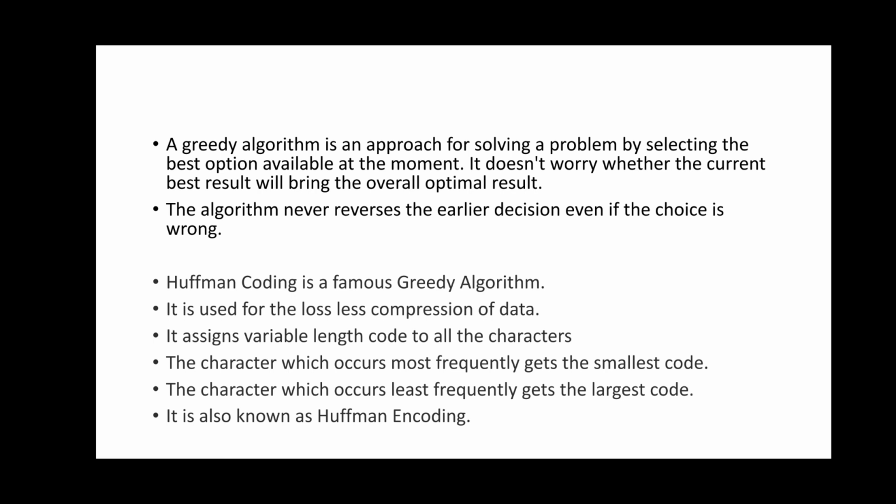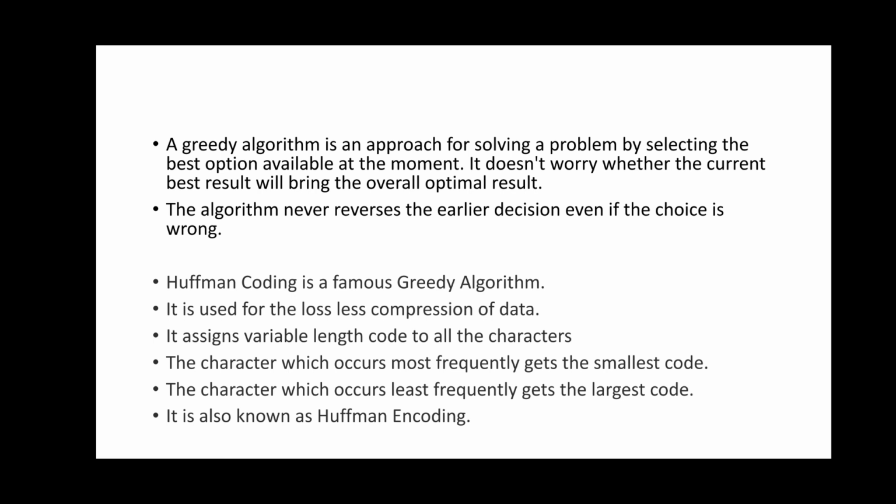This algorithm is an approach to solve the given problem by selecting the best option available at the moment. It doesn't worry whether the current best result will bring the overall optimal result. Next, the algorithm never reverses the earlier decision even if the choice is wrong.